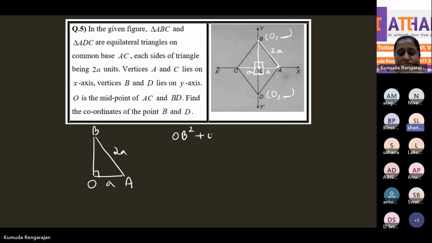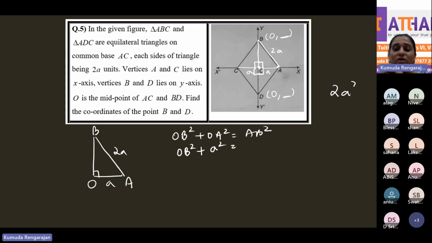OB square plus OA square is equal to AB square. Substitute. OB square plus A square is equal to 2A square. Yeah, it's not 2A square. It's 2A, the whole square.